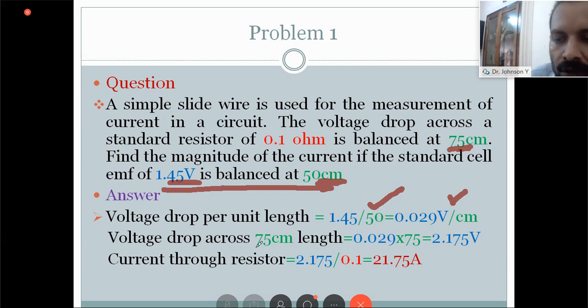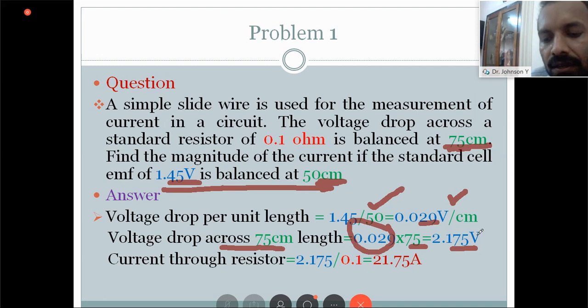Then we find the voltage drop across this 75 centimeter. How to find it? Voltage drop per unit length is already calculated. When multiplied with the 75 length, that will give the total voltage drop, 2.175 during this total 75 centimeter. So voltage drop across 75 centimeter length we found out. Then our aim is to find the current. How to find the current?